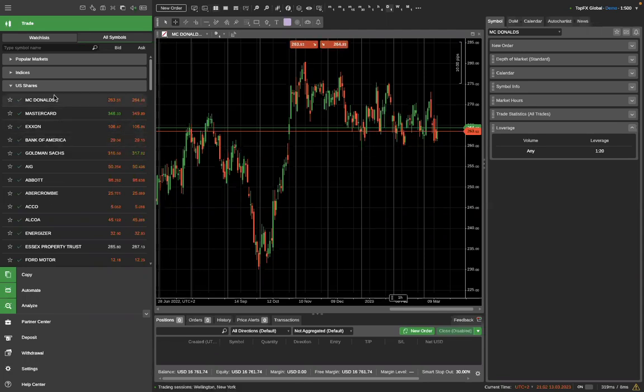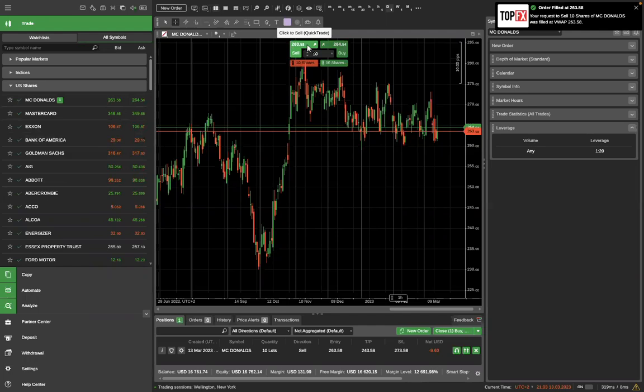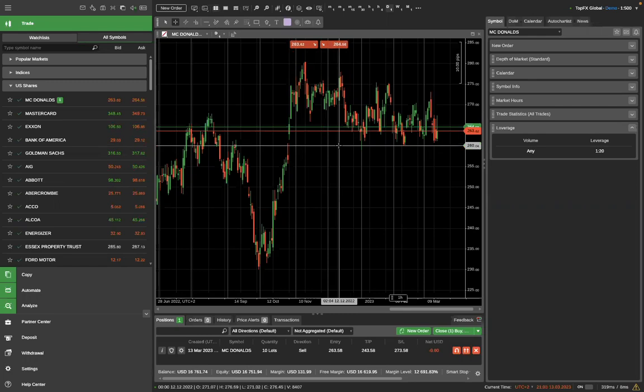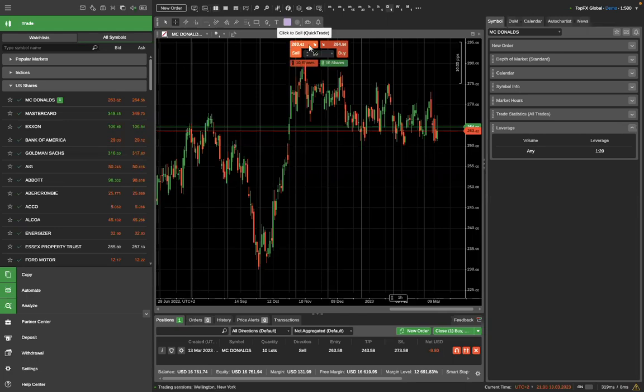So if you want to trade the McDonald's share, you can just click here on the particular market, and you can see the bid price and the ask price. If you want to make a decision, for example, I'm selling right now 10 lots of McDonald's from an entry price of 263.58. As you can see, very swift, very quick reaction on my trade. And what we have here is number one, so it means that on McDonald's I have one position.